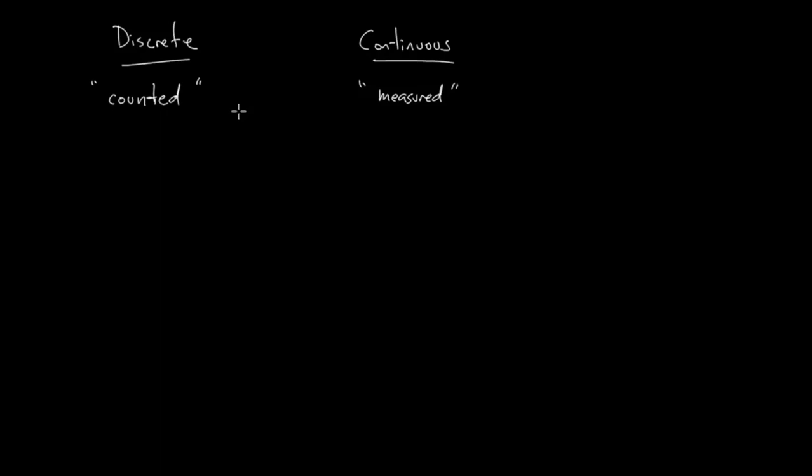So let's look at another way of talking about discrete. Discrete data has what I'll call either jumps or gaps between the possible values.